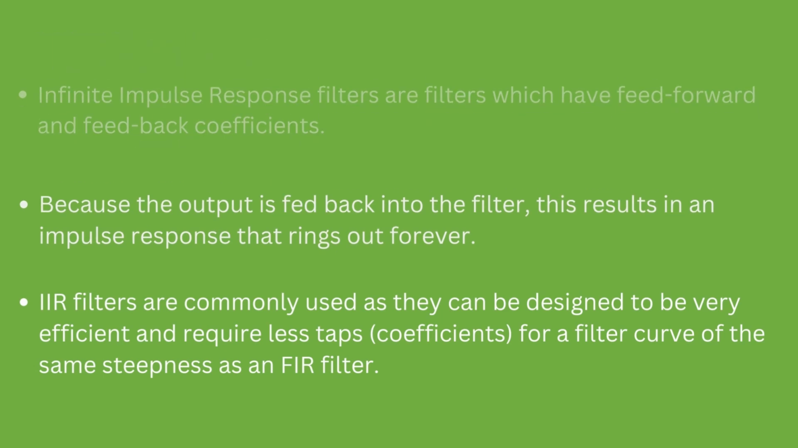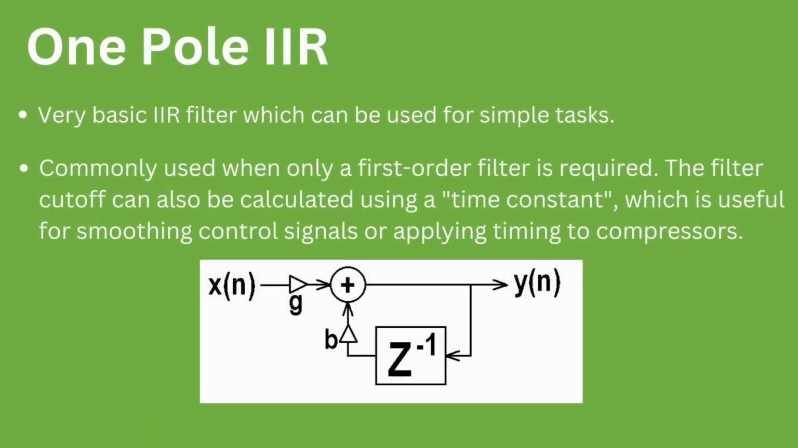A very basic IIR filter is the one-pole IIR, which is commonly referred to as an exponentially weighted moving average filter. This filter has just one coefficient, which is the previous output sample. This filter is commonly used for simple filtering tasks. The cutoff can also be calculated using a time constant as opposed to raw frequency, which makes it a useful filter type for smoothing control signals or applying timing to compression envelopes.